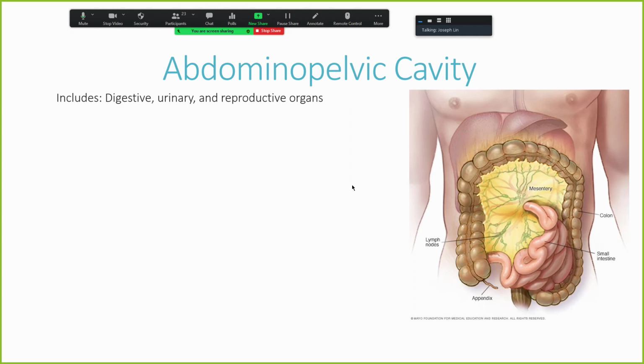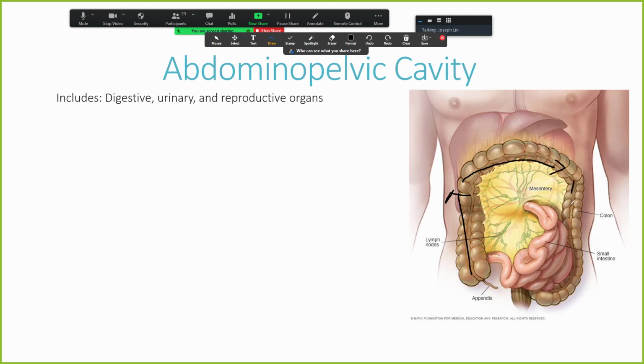Moving down to the GI system, we also have the abdominal pelvic cavity, where you have the ascending colon, transverse colon, descending colon, right? So this is the colon, your large intestine. And then we have the mesentery, which is a layer of fat that supports the outer membranes of all these organs. And then we have the small intestine. And this last part of small intestine is called the ileum, which joins into the large intestine, right?